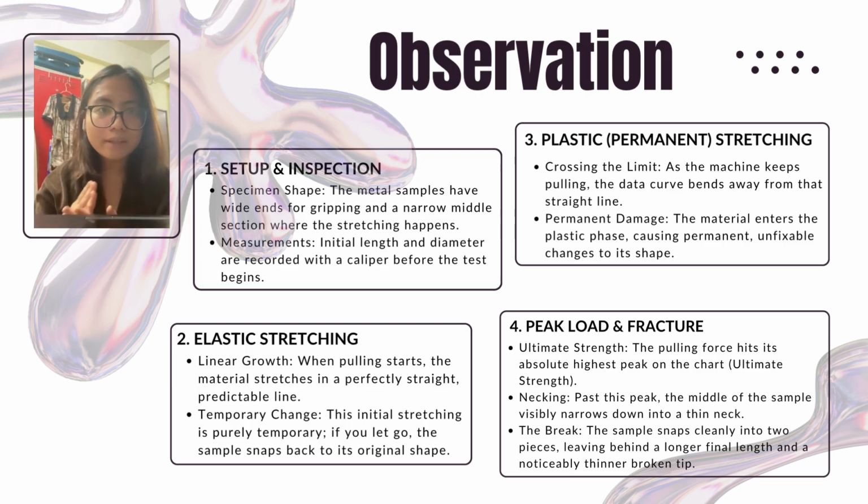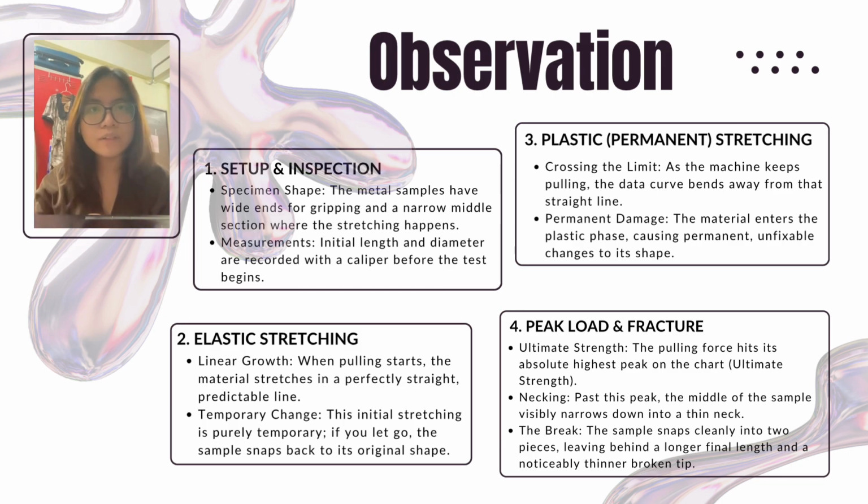When pulling begins, it enters the elastic phase and the data curve goes into a straight line, and this stretching is only temporary. If we stop, it snaps back into its original shape. If we keep pulling, it will move into plastic stretching, which is the curved band, and the material suffers permanent and inflexible damage.